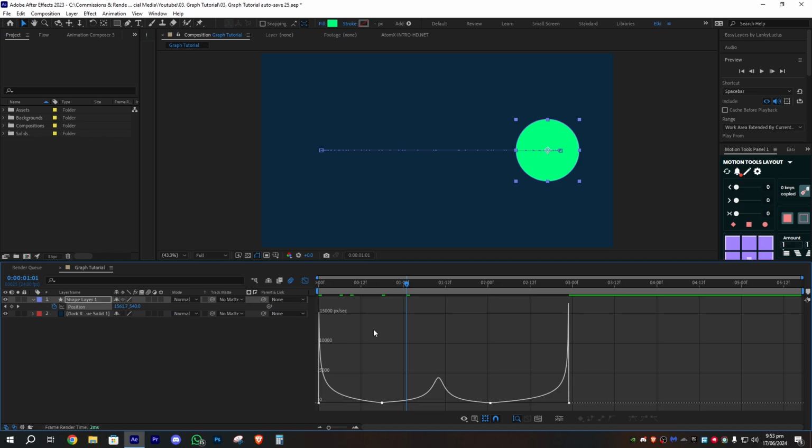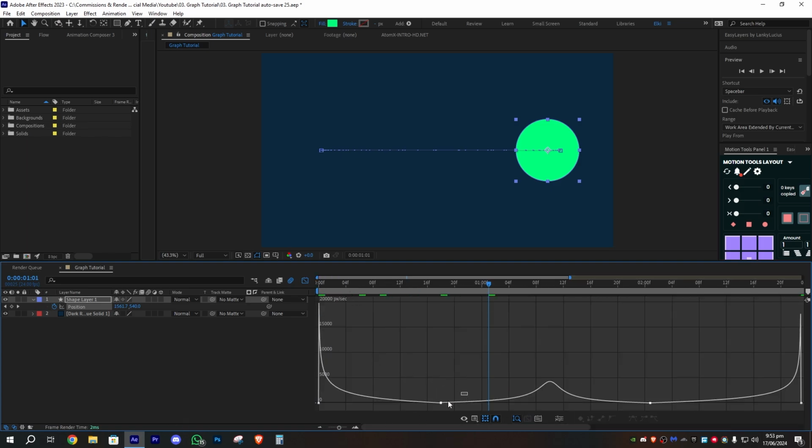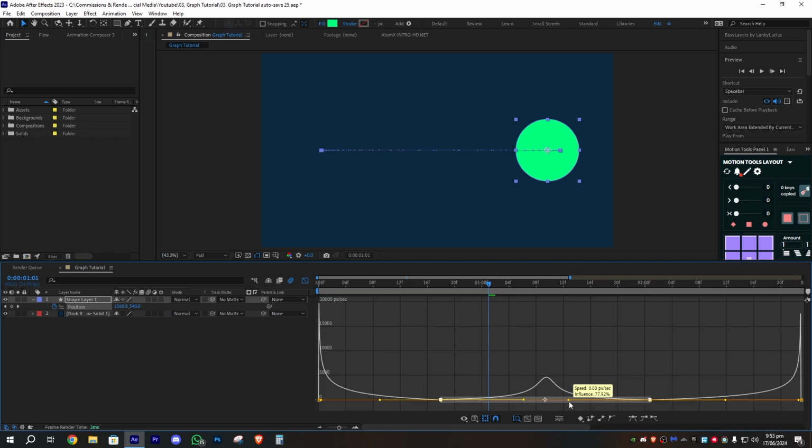As you can see, these are the three basic fundamental types of graphs. The first one is an in graph, and the second one is a mid graph. Oops, it's not perfectly mid, my bad. The second one is a mid graph, and the third one is an out graph.